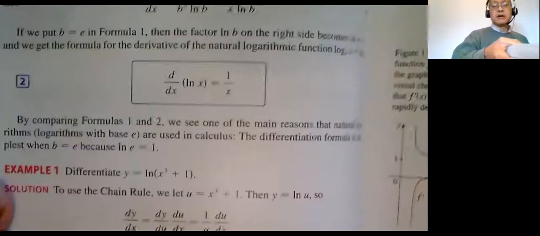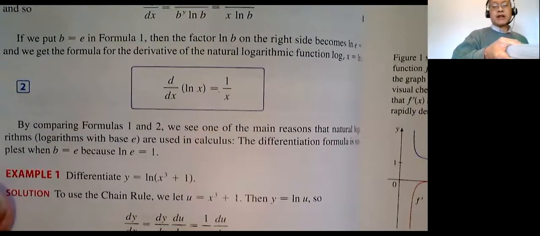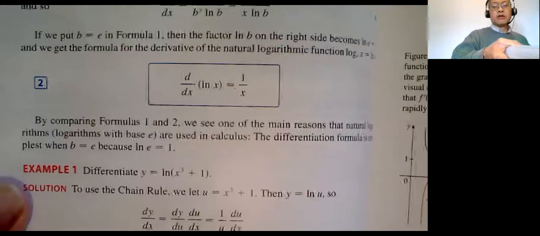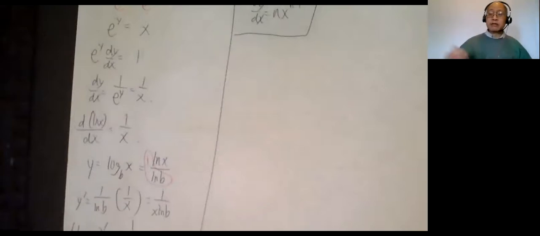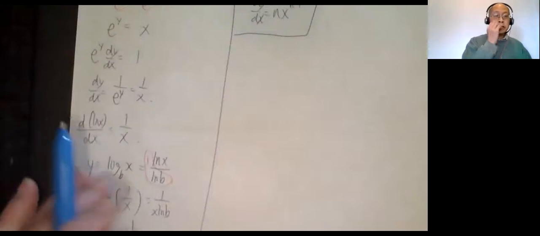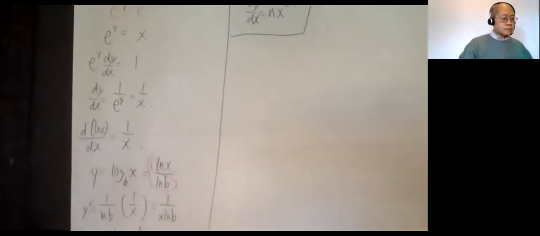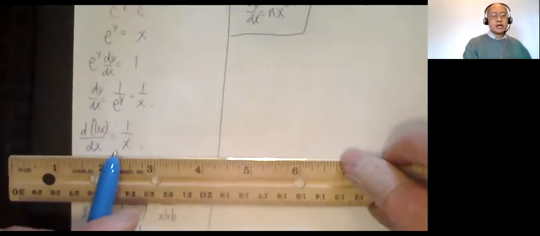Page 218, box 2. There it is. The derivative with respect to x of natural log of x is 1 over x. Okay, and as you might guess, all the chain rules apply. All of these can have the chain rule, right? Like even yesterday's video with the inverse trig functions, there's chain rule involved with that too. Okay, so derivative of ln x is 1 over x.